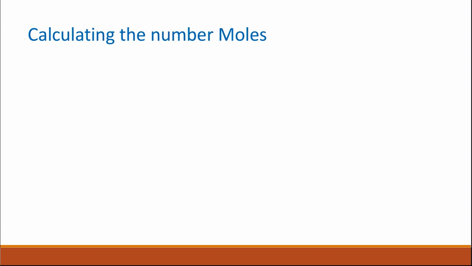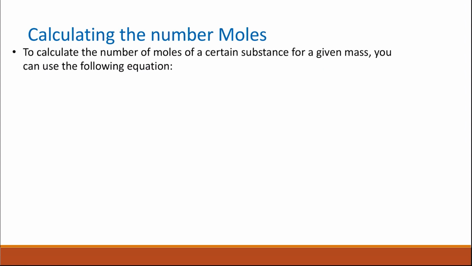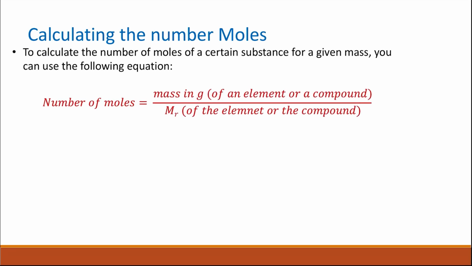How to calculate the number of moles? You can calculate the number of moles of a certain mass of any substance if you know the relative atomic mass or the relative formula mass of that substance using this equation. Number of moles will equal the mass in gram over the relative atomic mass or the relative formula mass, depending on whether we are calculating the number of moles of an atom or for a compound.